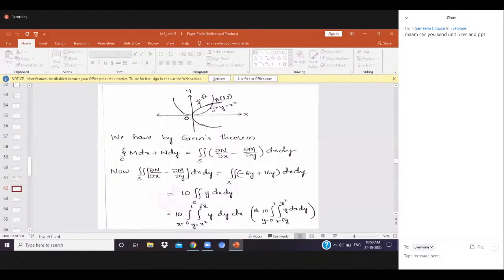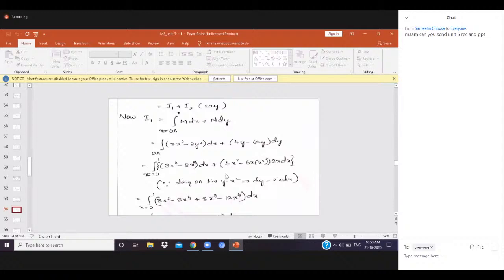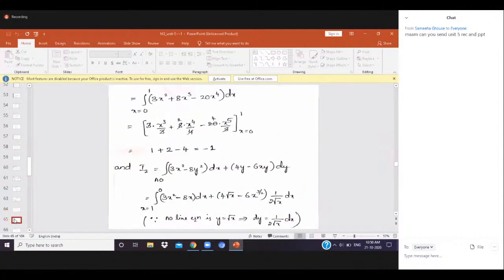So along O to A, y = x² is the equation. If we substitute that value, we need to change everything into one variable. x varies from 0 to 1, so the y terms we need to change in terms of x. So the equation is y = x², so dy is 2x dx. Then wherever y is there, we replace it with x². Then the equation becomes only one variable, x, and integrating we get the value as −1.